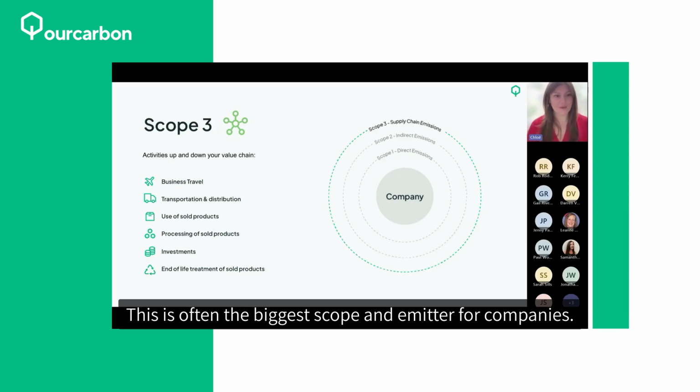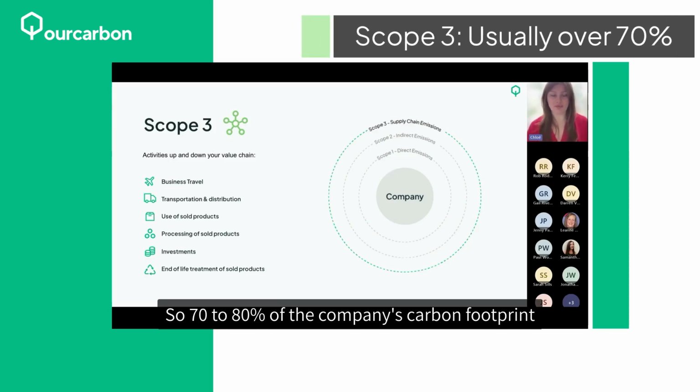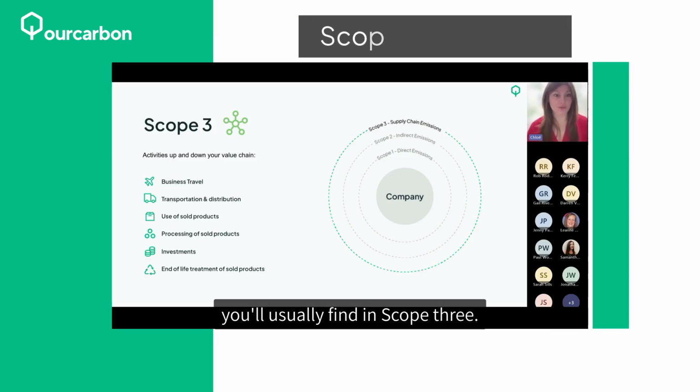This is often the biggest scope and emitter for companies. So 70 to 80% of a company's carbon footprint you'll usually find in scope 3.